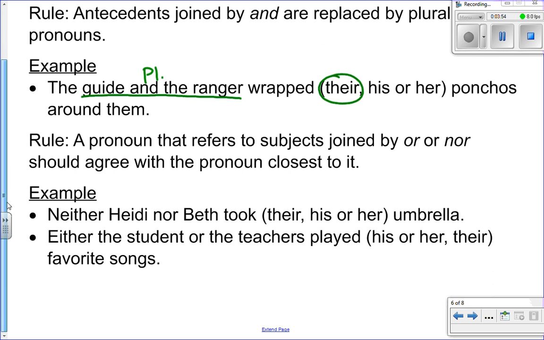The second rule is that a pronoun that refers to subjects joined by or nor should agree with the pronoun closest to it. Remember the tip I gave you before. When you see or nor, ignore everything before.